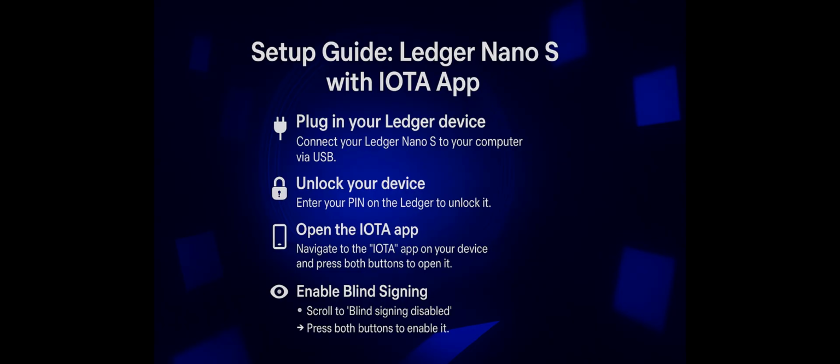Plug in your Ledger device. Enter your PIN to unlock. Open the IOTA app on your device. Navigate to settings inside of the IOTA app. Press both buttons. You will see blind signing disabled. Press both buttons again to enable it.